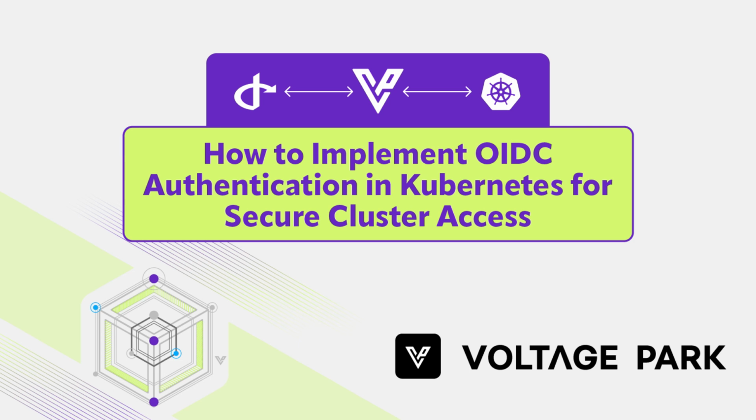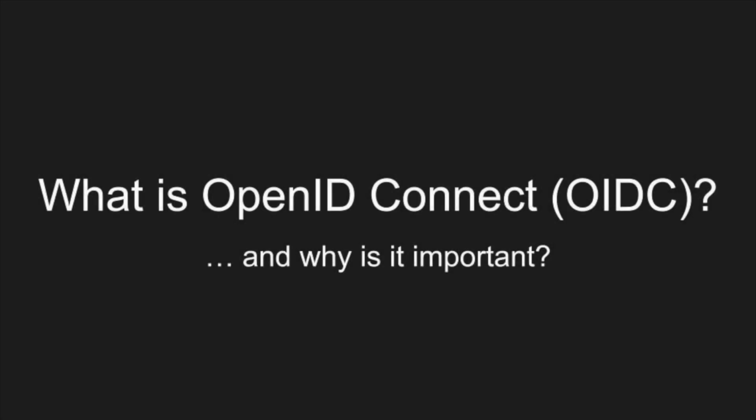Today I'm going to be showing you how to use OIDC with your Voltage Park Managed Kubernetes cluster. OpenID Connect is an identity layer on top of OAuth 2.0 that lets applications verify the identity of end users based on an auth server. It passes that proof as cryptographically signed JSON web tokens so no passwords are ever shared.